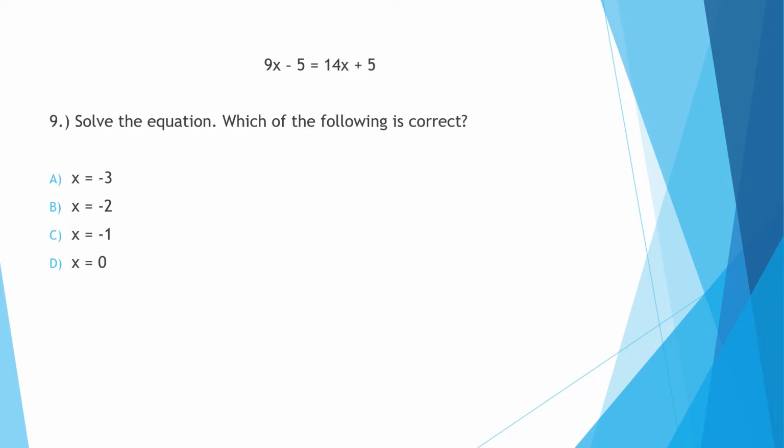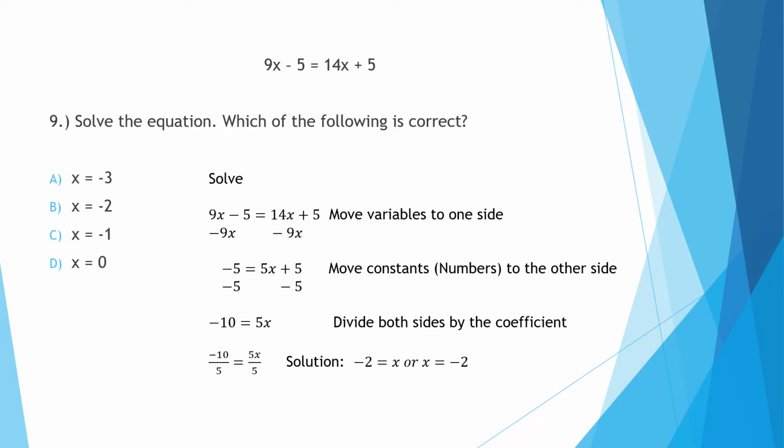Some questions will be a little more straightforward than what they're asking you. In the case of this linear equation, we're just asked to find the valid solution. In order to do this, we want to move our variable terms to one side and our constant terms to the other. Then we will divide by the coefficient and get a value for our variable. I chose to subtract 9x and move my variables to the right-hand side. That left me with 5x on the right and no x's on the left.